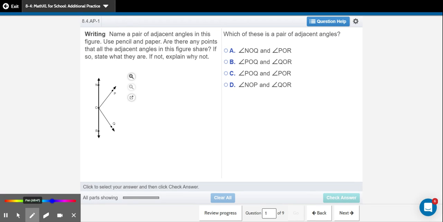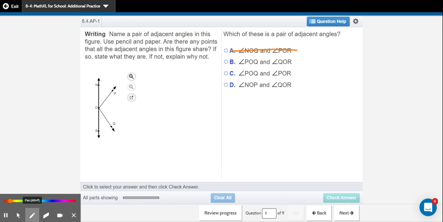Let's look at A, NOQ. You want to use your finger or your pen or pencil to figure out where NOQ is. All right, so that's NOQ. I trace it from N to O to Q. Now let's trace it from P to O to R. And that overlaps. Those two are not adjacent.